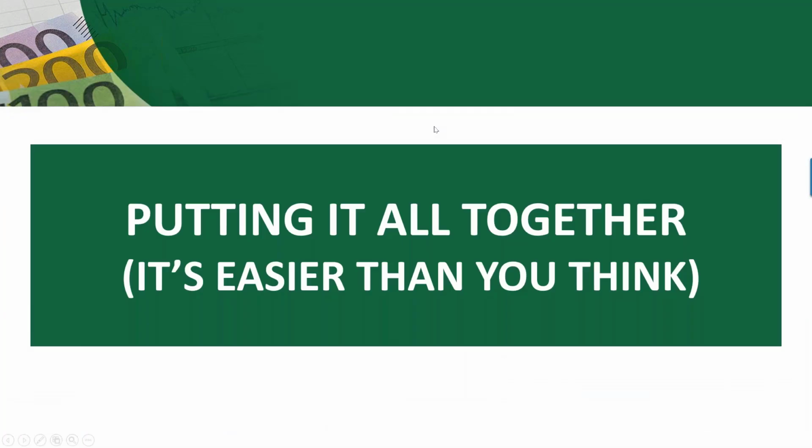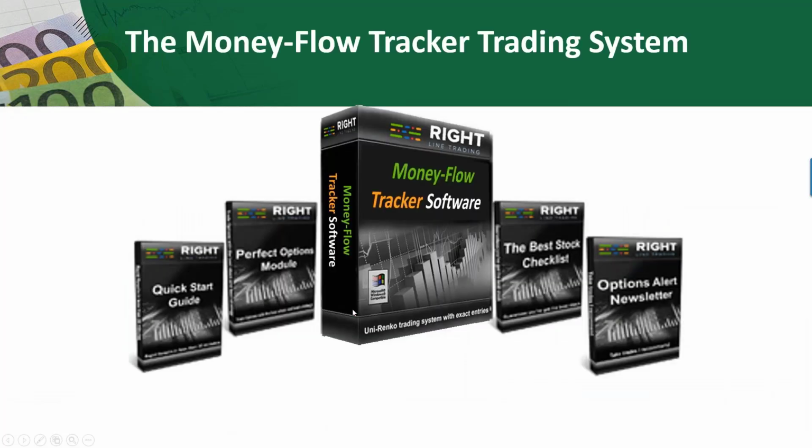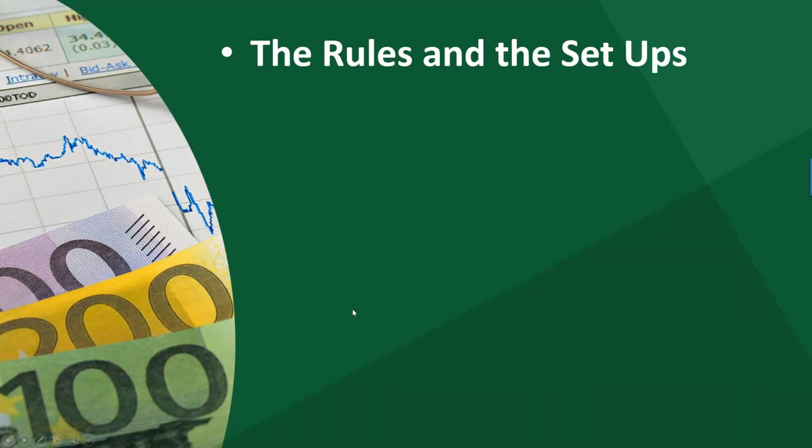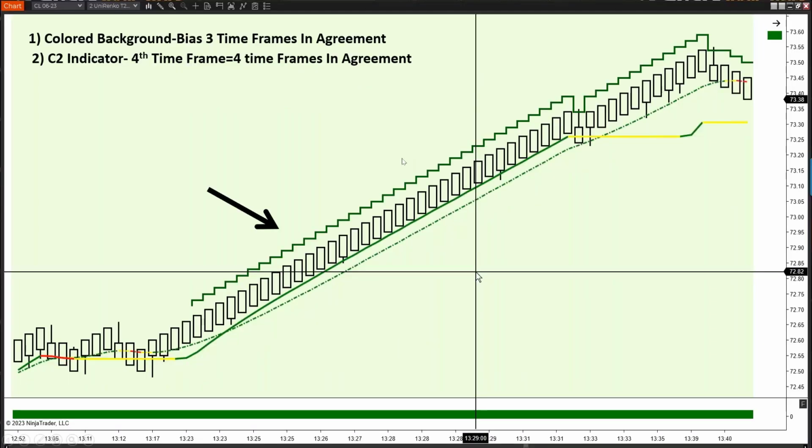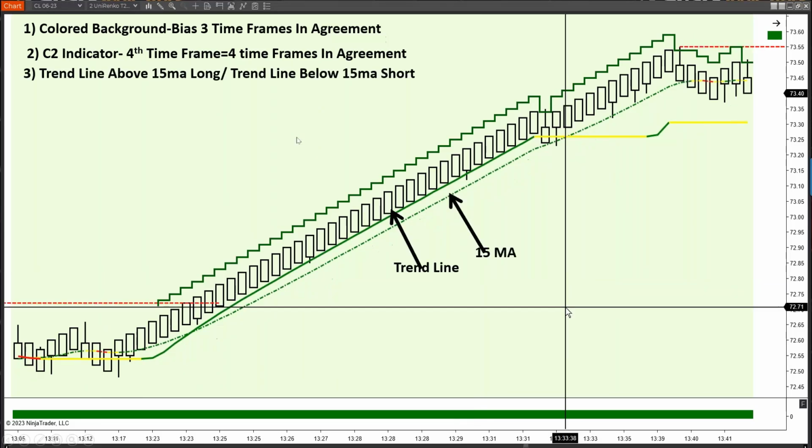So let's put everything together. It's really easy. It's easier than you think. The rules and the setups. The first rule, you need either a green or a dark pink background. So we know we have 3 time frames in agreement. Now the second rule is we want the C2 indicator. So we want 4 time frames in agreement.